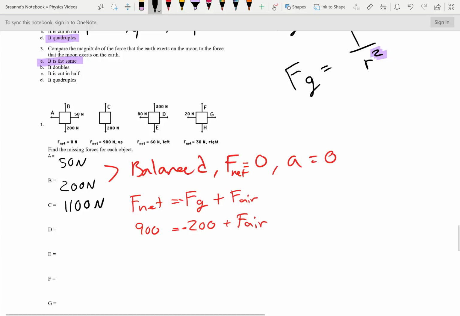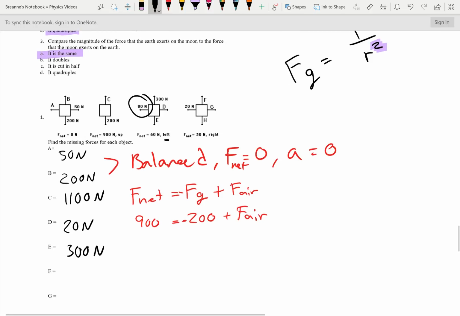So for the next one, D. It says your net force is 60 to the left. So this side has got to be bigger. So what would you have to subtract so you can get 60? Well, 20. And then it says it's only moving to the left, so it's not moving up and down. So that means our E has to be balanced. So they have to be going 30.